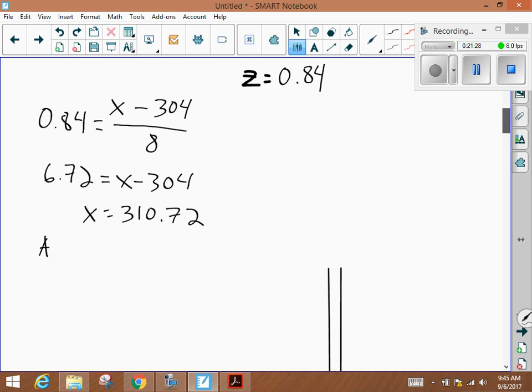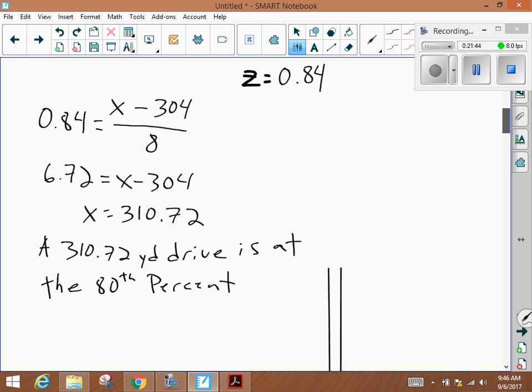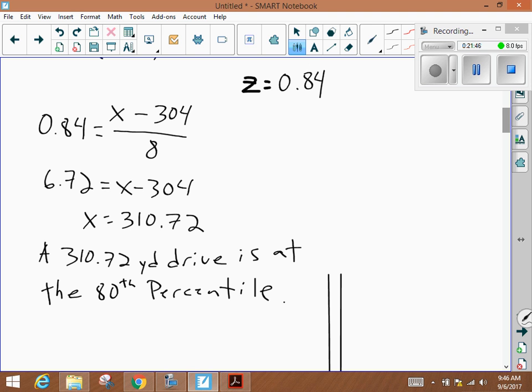So, you would say, a 310.72 yard drive is at the 80th percentile. Boom. We done checked our understandings.